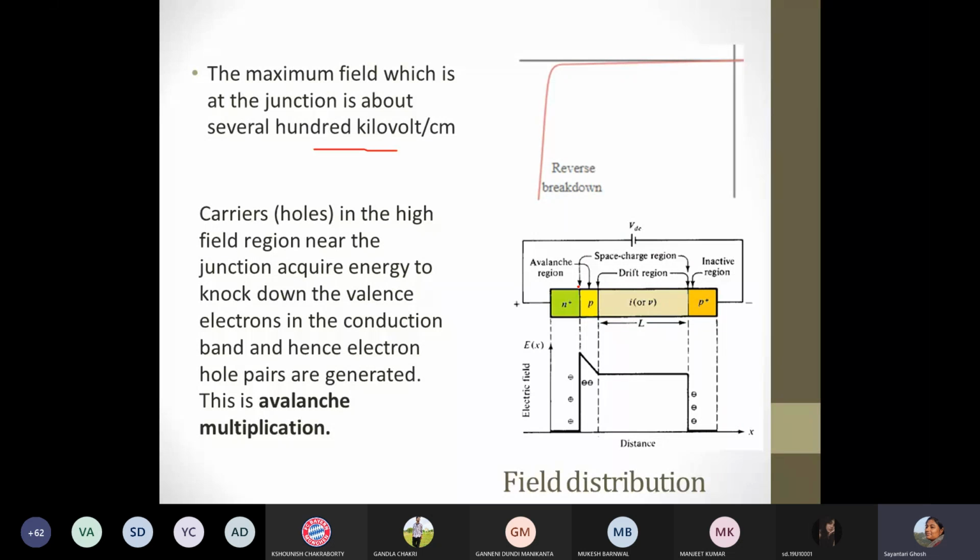And that is enough to pull out a huge amount of electrons, or carriers in general. From their bonds, they will be out and open for conduction. So you can have this huge amount of electron hole pairs generated. So that is the first step. You fix your voltage such that it happens.